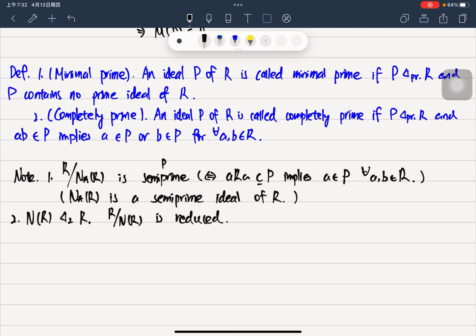Why? Because the nilpotent set of R over NR is 0. And reduced means that the nilpotent set is 0. So R over NR is reduced. Okay. And I need more definitions.